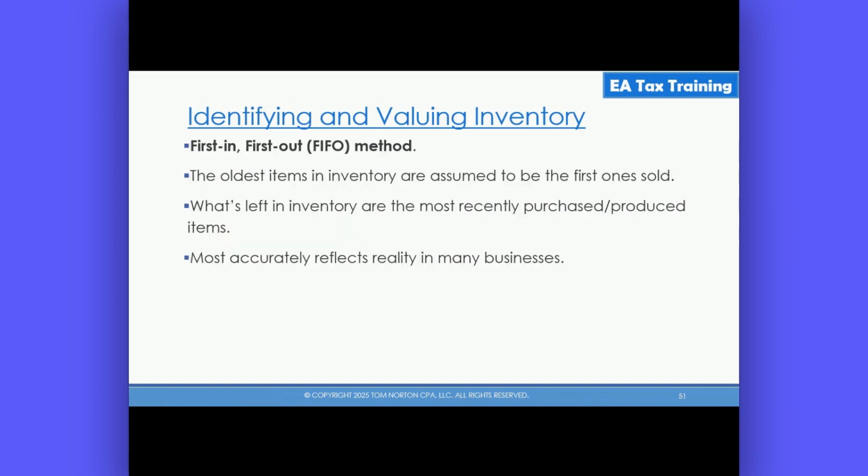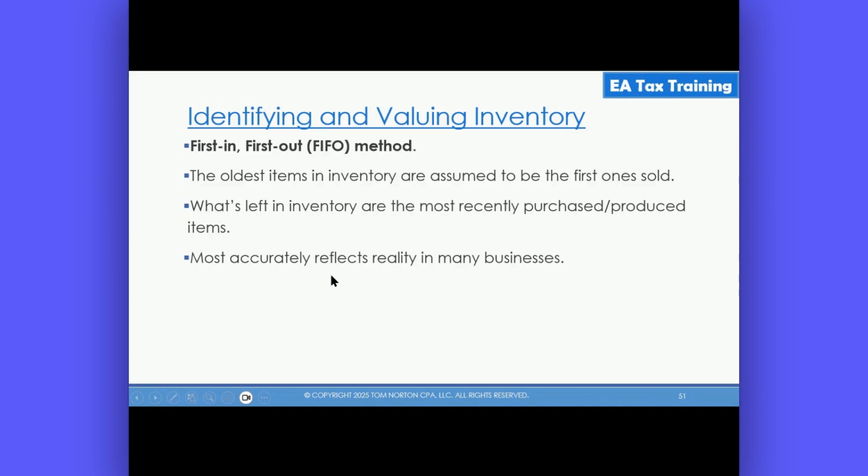Our next method is FIFO, first in, first out. Here, the oldest items in inventory are assumed to be the first ones that are sold. What's left in inventory are the most recently purchased or produced items, and this most accurately reflects reality in many businesses. I think it's also the most intuitive.